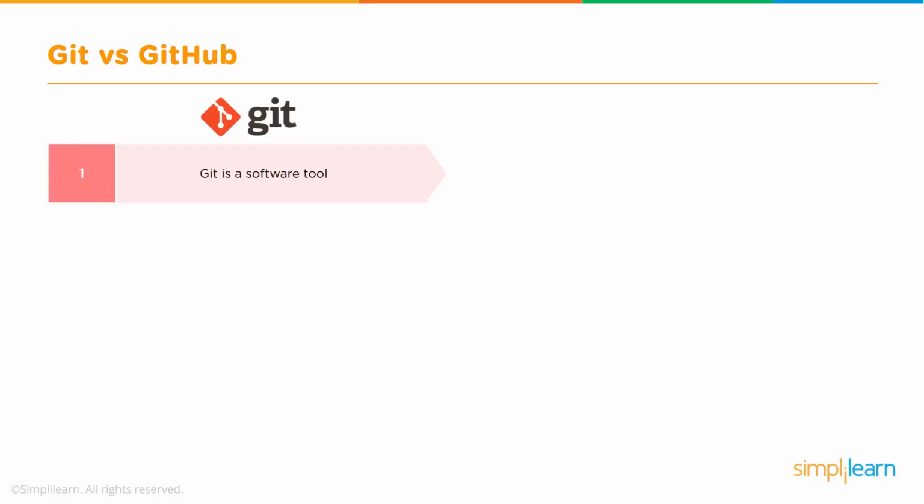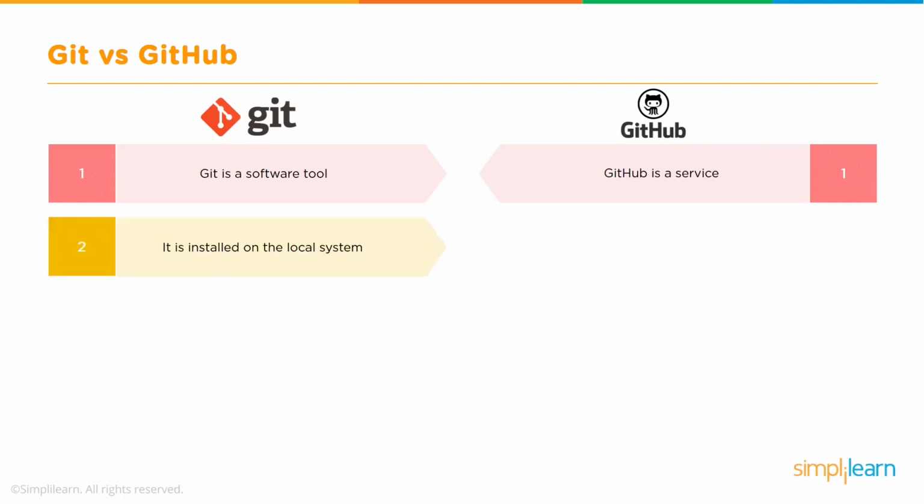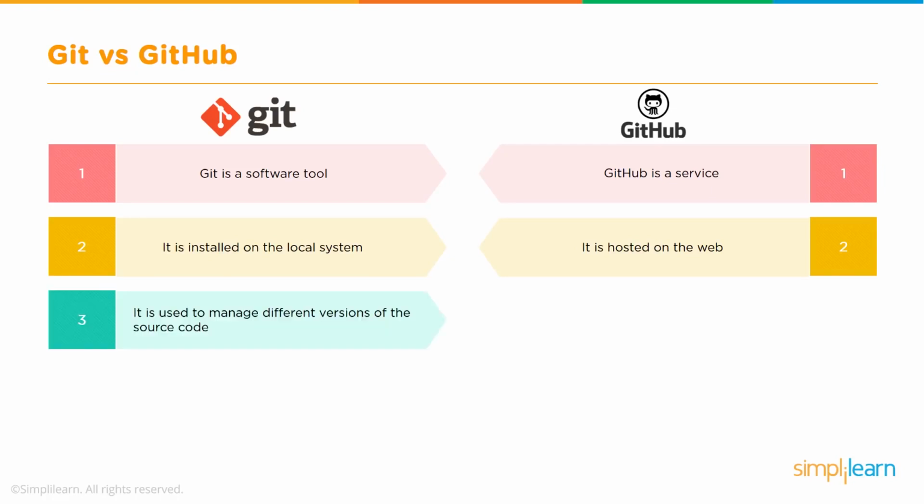Git is a software tool, whereas GitHub is a service, and I'll show you how those two look in a moment. You install the software tool for Git locally on your system, whereas GitHub, because it is a service, is actually hosted on a website. Git is the software that's used to manage different versions of source code, whereas GitHub is used to have a copy of the local repository stored on the service, on the website itself.